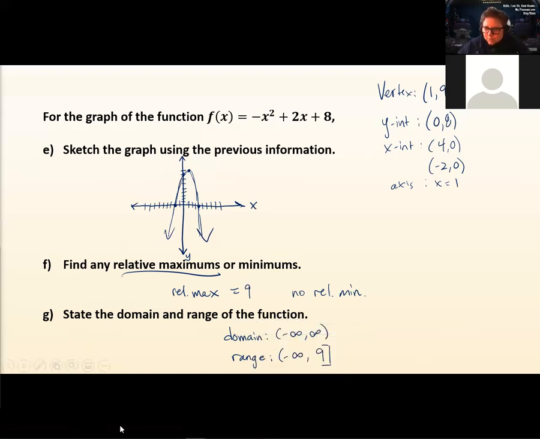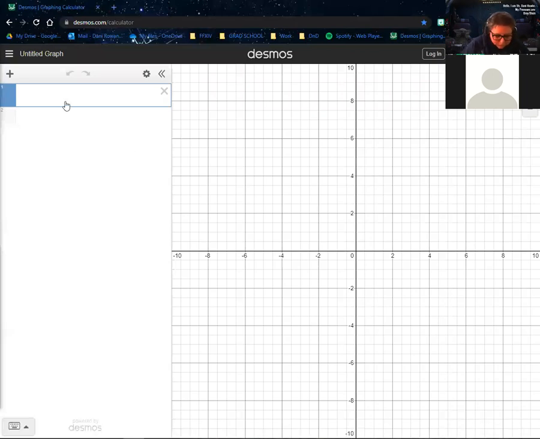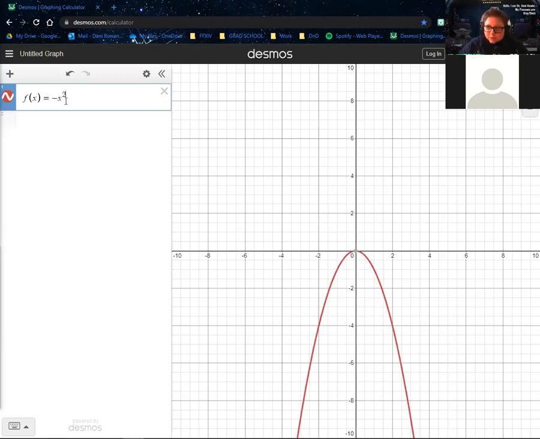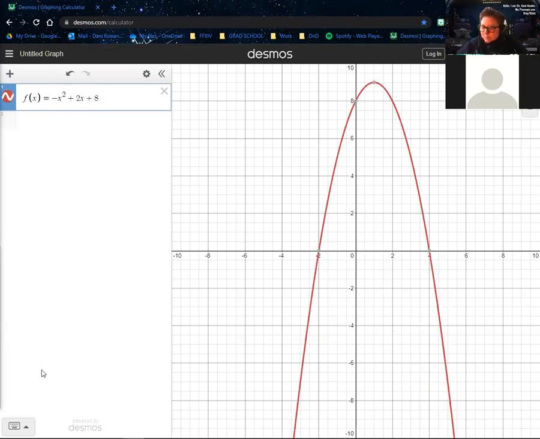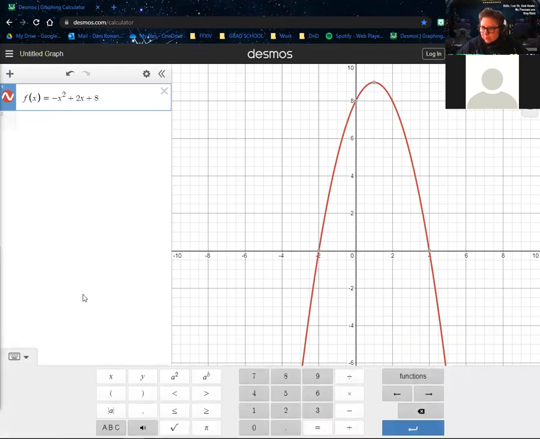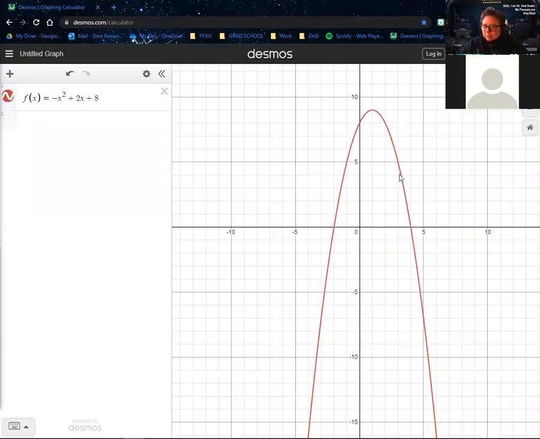Really quick, I'm going to show you guys how we could have done all of this super quickly on Desmos. If you type in f of x equals negative x squared plus 2x plus 8, and you can use the keyboard down here at the bottom. So we have our vertex, we have our y-intercept, we have our zeros, we have the graph.